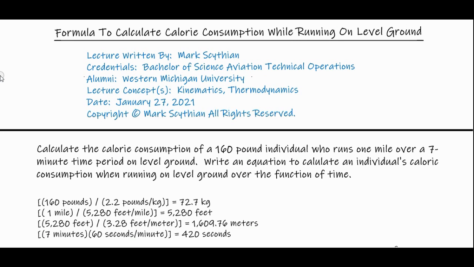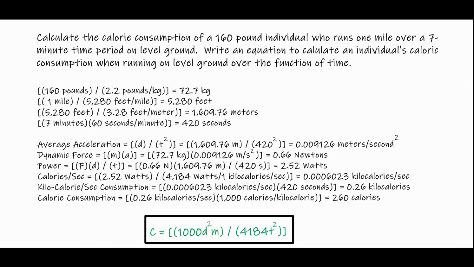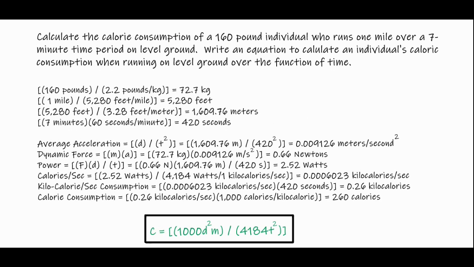This video lecture will focus on creating a formula to calculate calorie consumption while running on level ground. So the following scenario: we have a 160-pound individual who runs 1 mile over a 7-minute time period on level ground. So we can write an equation so that walking, running, and jogging on level ground can universally be calculated by the formula here in green, which has been derived from the following data.